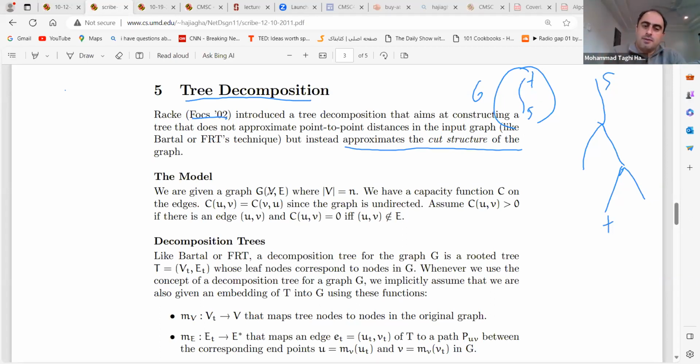So what is the input graph? The input graph G is given with n vertices, and we have a capacity function C on edges. Because the graph is undirected, this is very important: the capacities of UV and VU are the same. We assume the capacity is greater than zero if there is an edge between them and zero otherwise. If there is no edge, we just put capacity zero between them. Good. So what is a decomposition tree?